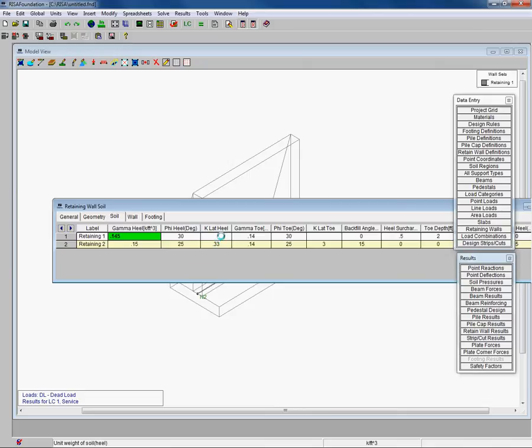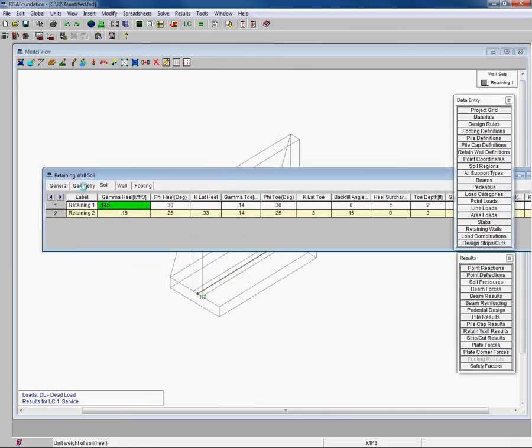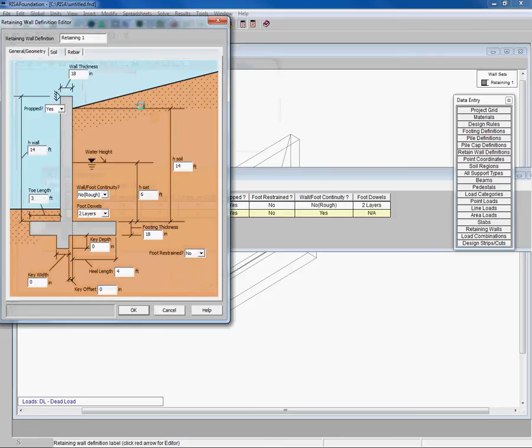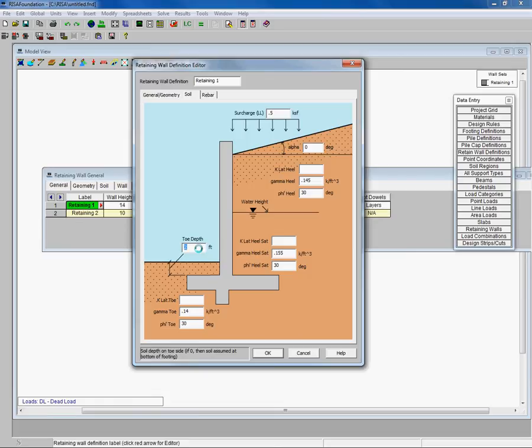One other common thing I've seen happen is when the height of soil on the heel side is relatively close to the soil on the toe side. So I'm going to put a 6 foot soil height on the heel side and a 5 foot soil height on the toe side, and we are going to assume that it is not a propped wall, and we're going to solve again.